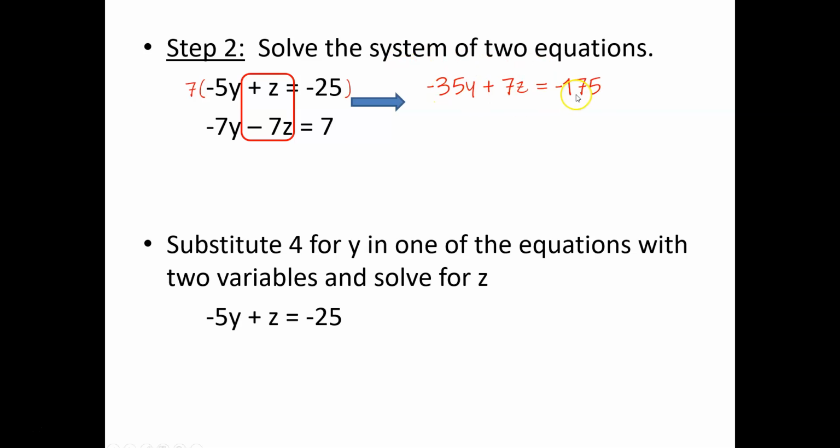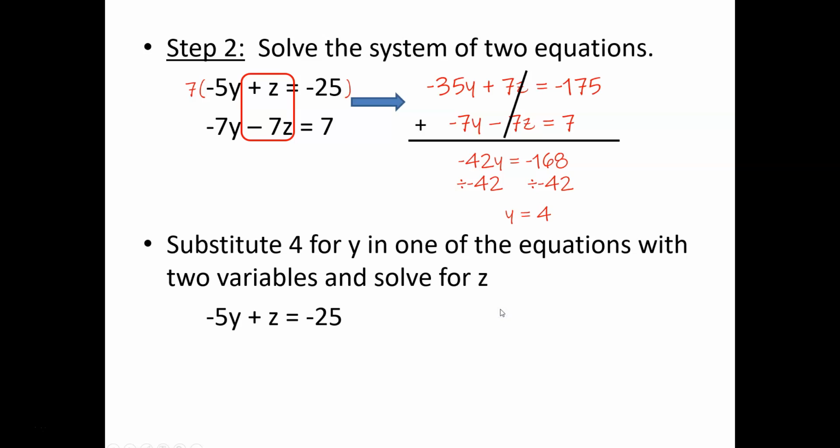Don't be concerned about the big numbers. It's totally okay. Then we rewrite this second equation, then we add the two together. And now our z's are going to cancel. So we get -42y equals -168. Pull out a calculator, divide both sides by -42, and we get y equals 4. All right, the hard part is done.